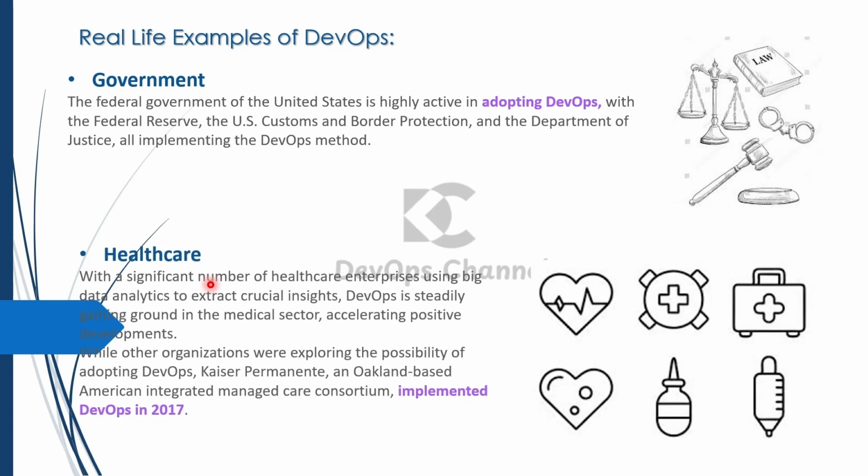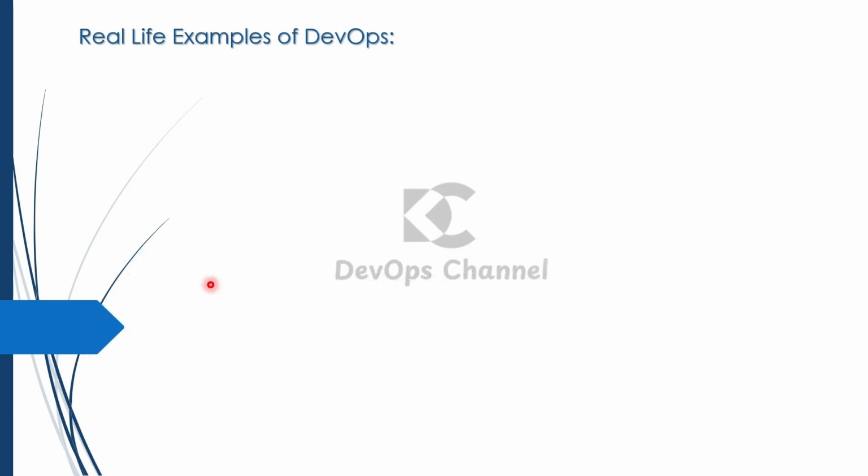Next one we have is healthcare. Whatever database or whatever feature they are implementing for their system, they are adopting DevOps. With a significant number of healthcare enterprises using big data analytics to extract crucial insights, DevOps is steadily gaining ground in the medical sector and accelerating positive development. While other organizations were exploring the possibility of adopting DevOps, Kaiser Permanente and Oakland-based American Integrated Managed Care Consortium implemented DevOps in 2017 itself. So these are the real life examples.